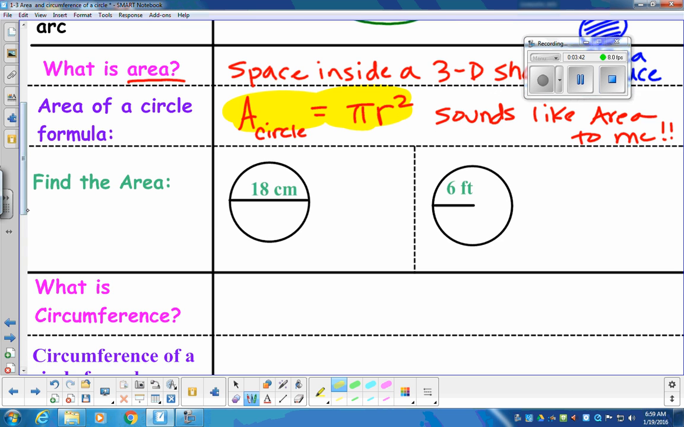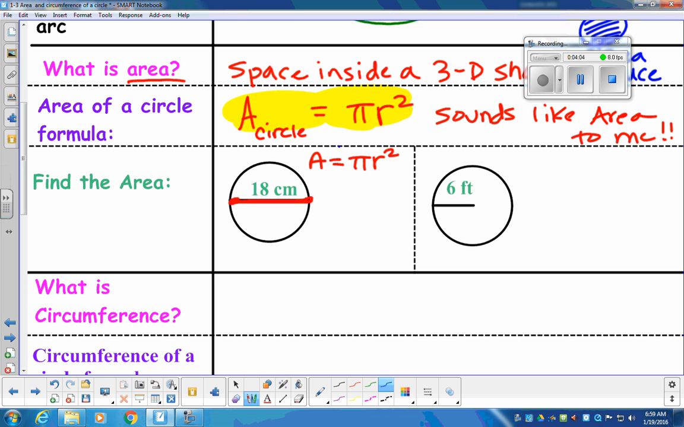We're going to start with this first example. Let's say we have an 18 centimeter diameter pizza. Centimeters are very small, so that's probably a tiny little pizza, maybe a little personal pizza. We want to find the area of it. We've learned that area is pi r squared, sounds like area to me. Go ahead and start writing that formula: pi r squared sounds like area to me.